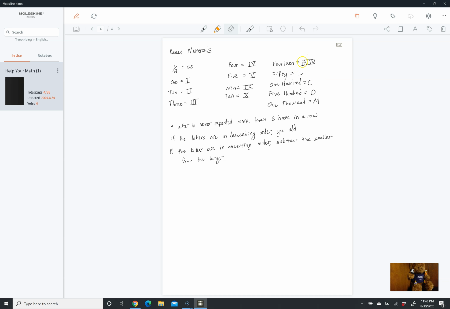So you can see here that in IV, okay, I comes before V in Roman numerals. So they are in ascending order, so you subtract the smaller from the larger. So we do 5 minus 1 and we get 4. Same thing with 9. I forgot the E here. So same thing with 9. You have 10 minus 1, okay? Because it's in ascending order, right? 1 comes before 10, so we subtract, okay?